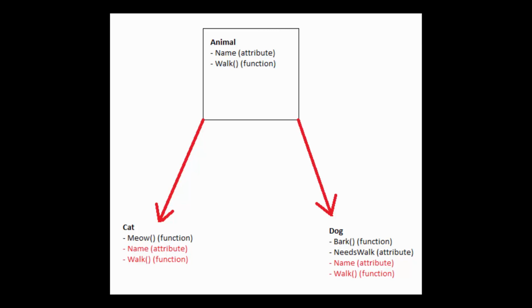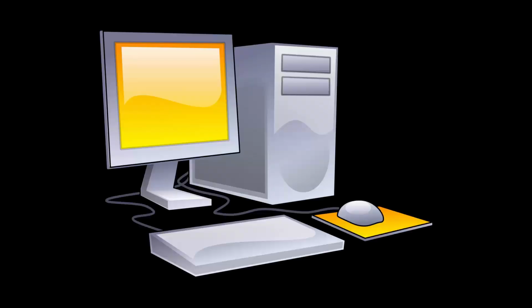So if we were to put all of this in a nifty chart, you could see that cats and dogs are under the base class or parent class of animal. That means that cats and dogs can do everything that the general animal can, like have a name and walk, on top of being able to bark, meow, or have the need to be walked. Now, if we were to look at a legit code sample of what these three classes might look like, you get something like this in C#.